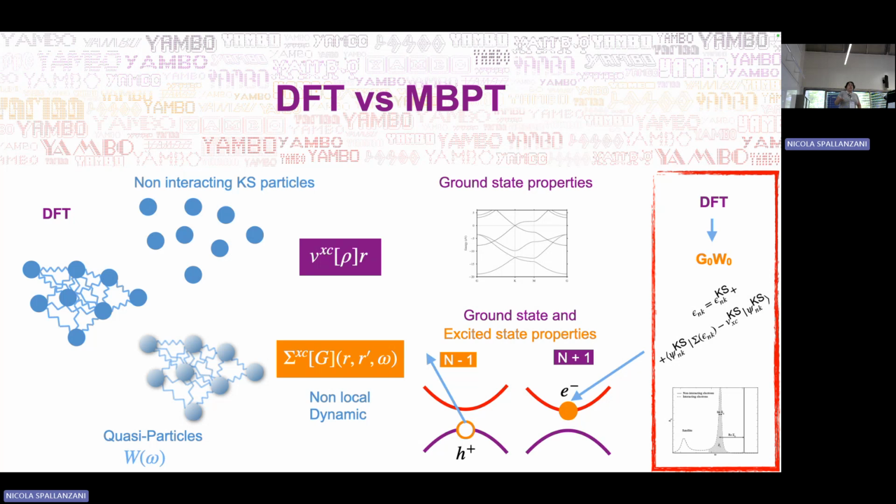But in practice, even if we usually separate these methods, when we do a GW calculation, very often we start from a DFT calculation. We use it to construct a non-interacting Green function that will then give us a correction to our original DFT band structure. And that correction is contained in this self-energy here.